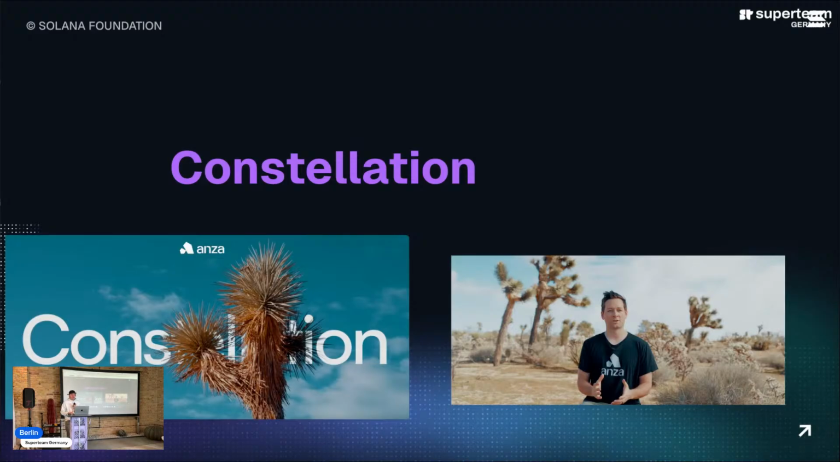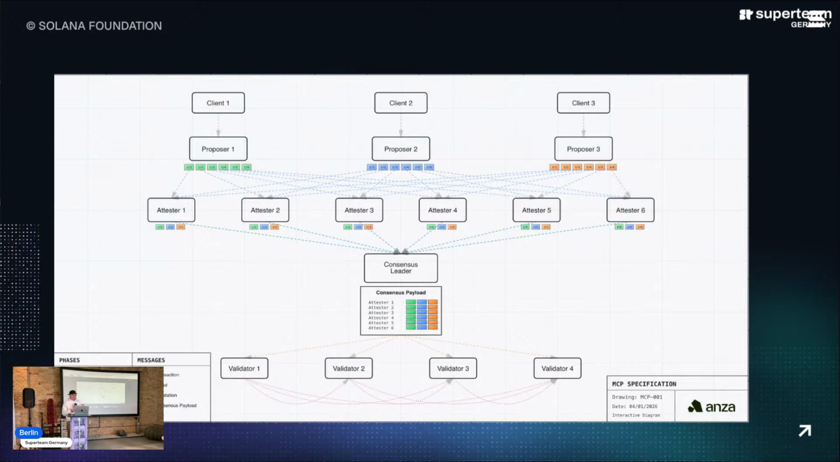It's called Constellation, and the leader of ANSA actually traveled to the desert just to present us this new proposal, which is called Constellation. And how Solana will change, probably at the end of this year or early next year, is they will have a new system. You know that the system I explained to you earlier was already quite complicated. With Constellation, it will probably be even more complicated.